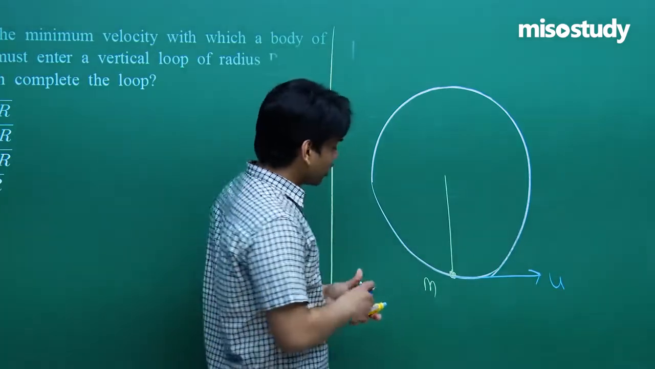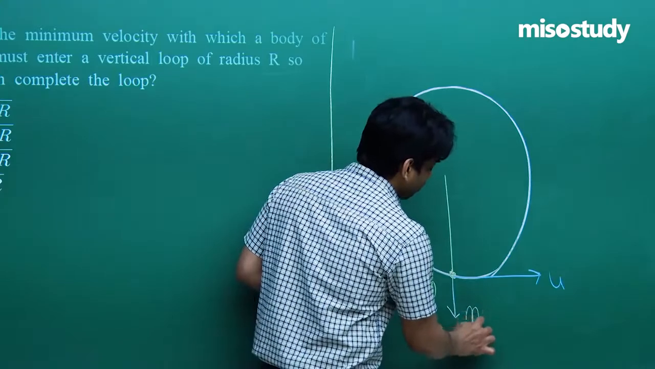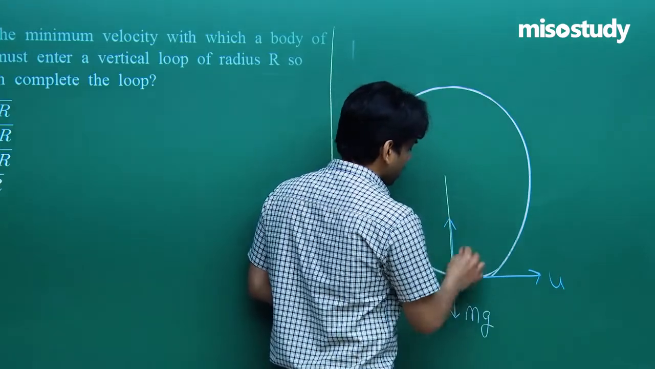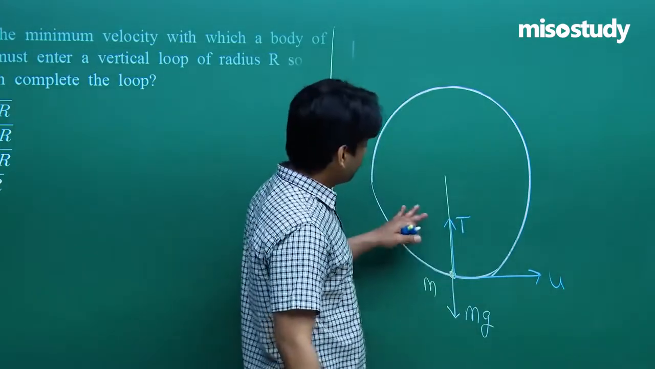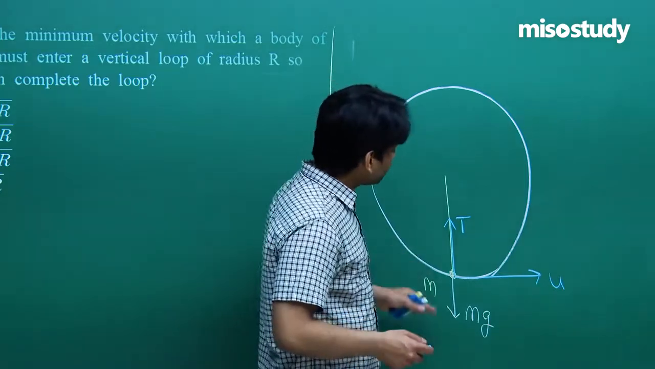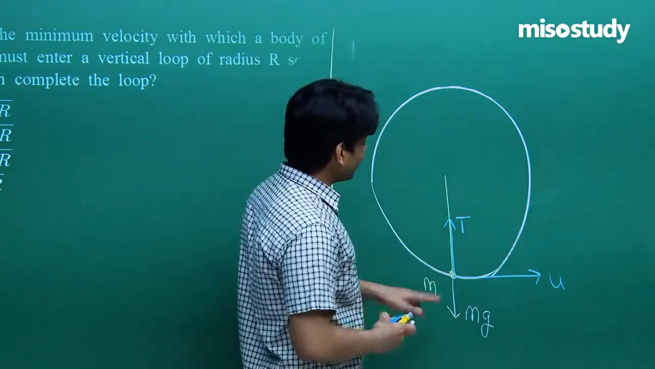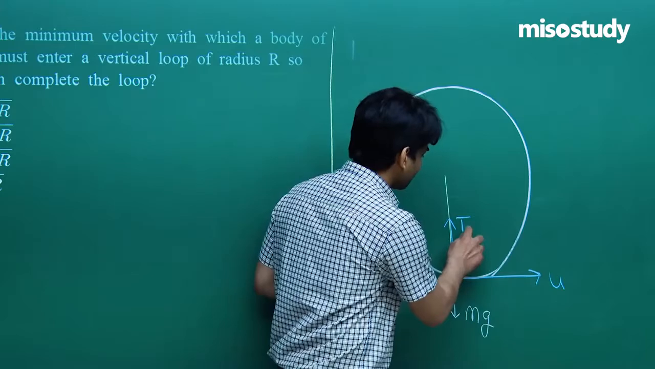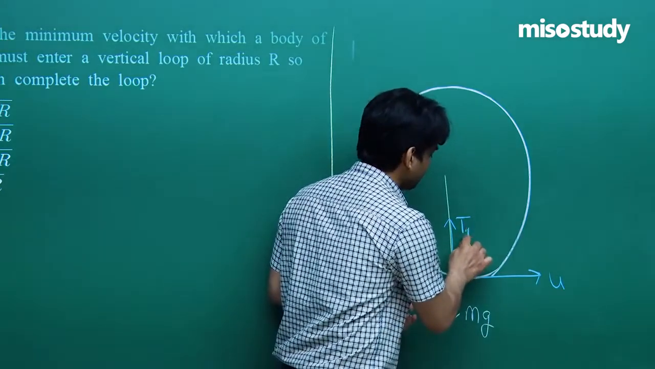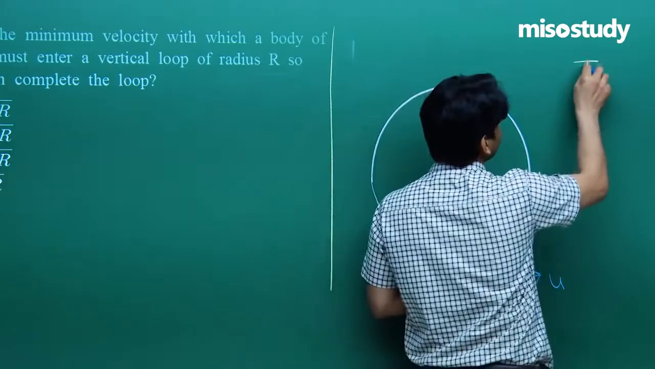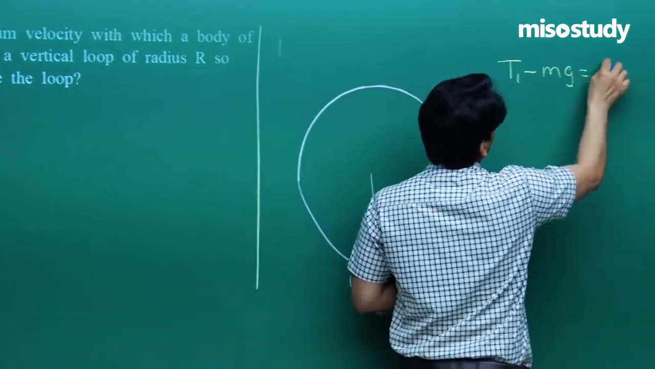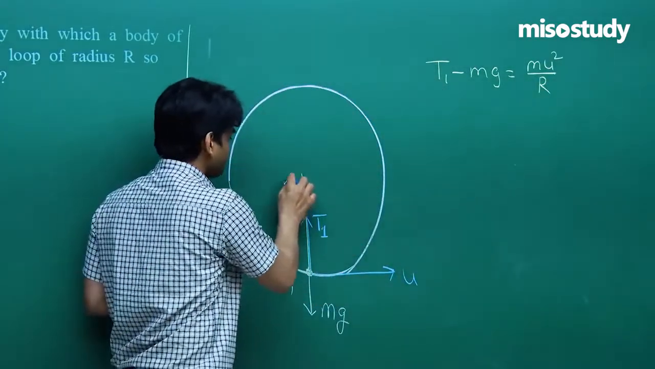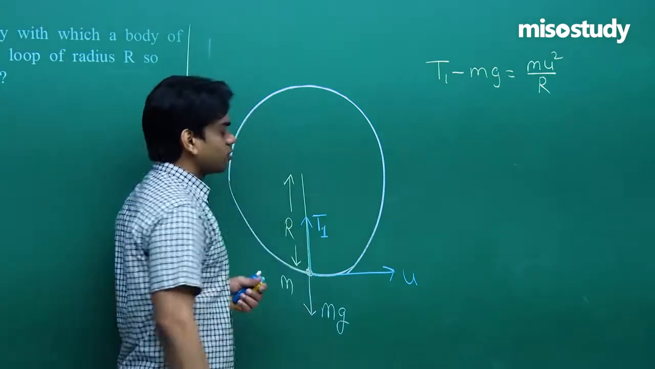Now see the forces acting on it. mg will be acting downward, and tension T will be acting within this string upward. This is the force equation that I have written. Because the body is moving in circular motion, the net force at the bottommost point will be equal to the centripetal force. Let me mark this tension as T1. So T1 minus mg will be equal to mu square by r, where r is the length of the string that we have taken.